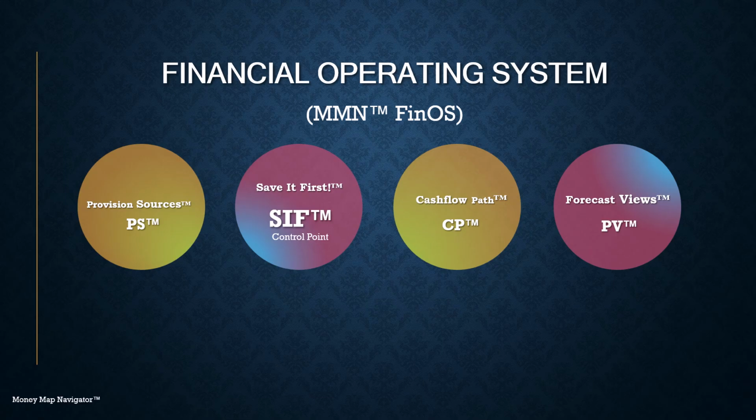Provision sources shows you everything coming in. Save it first protects your future. Cash flow path helps you execute the month with clarity. Forecast views let you look ahead without guessing. Each part matters, but save it first is what keeps the system stable. Without it, planning becomes fragile. With it, everything becomes easier to manage.